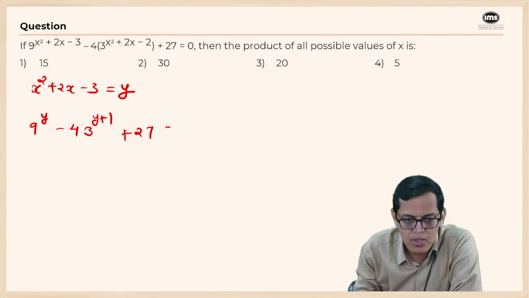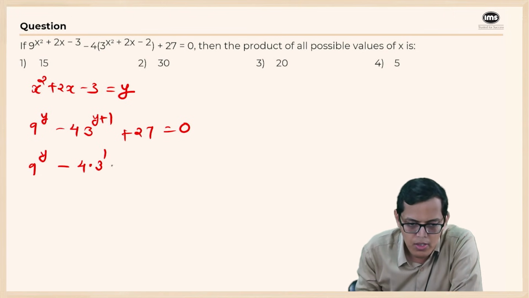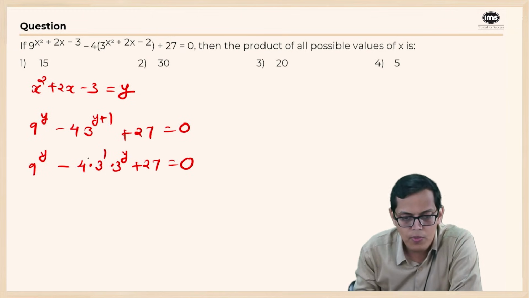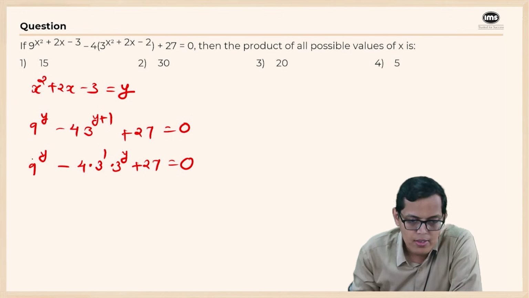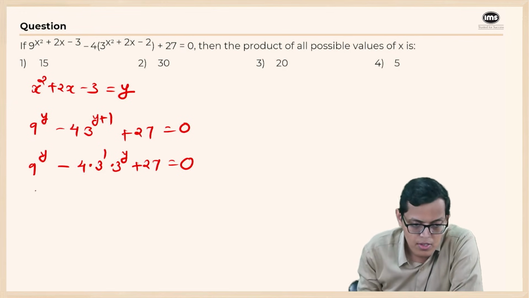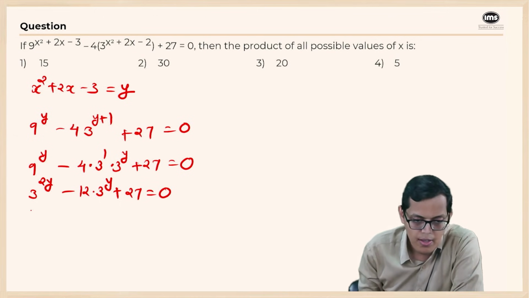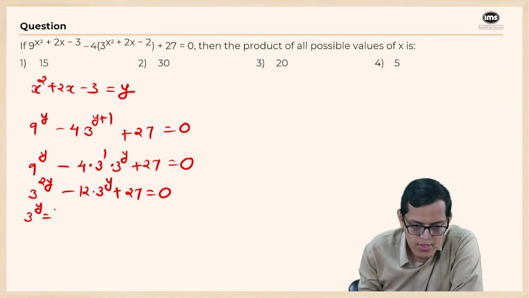Plus 27 is equal to 0. That is 9 raised to y minus 4 into 3 raised to 1 into 3 raised to y plus 27 is equal to 0. This gives us another hint that 9 can be represented in form of 3's as well. So 3 raised to 2y minus 4 3's are 12 into 3 raised to y plus 27 is equal to 0. I'll assume 3 raised to y as k.